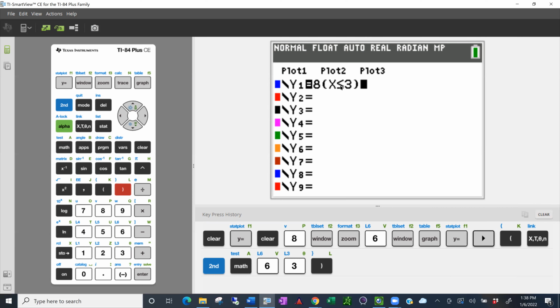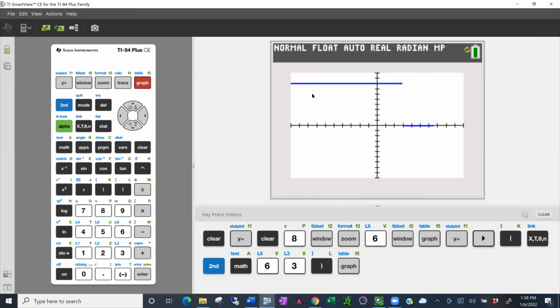Now what this does is, this is just kind of like what is called an indicator variable. It's either got a value of 1 or 0. So if it's a 1, then you get 1 times 8, it's going to graph 8. If it's not true, then you get a 0. 0 times 8 is going to be 0. So you get this kind of weird step function where it's here and then it's down here. I don't want that part.